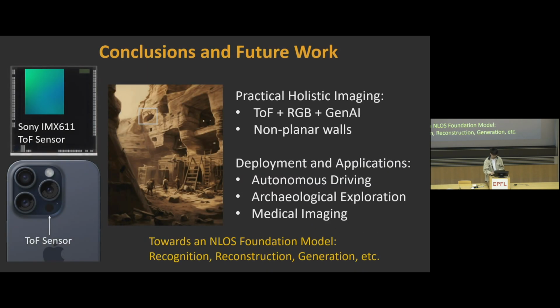So to conclude our presentation, we hope that our work has showcased the possibility of combining time-of-flight sensor, RGB sensor, and generative AI for holistic 3D imaging. In fact, given that many smartphones nowadays are already equipped with time-of-flight sensors and RGB cameras, mobile holistic imaging may come to practical use sooner than later. There are also many interesting applications for holistic imaging, ranging from autonomous driving to scanning sculptures in archaeological exploration, and potentially to medical imaging, such as seeing behind the bones.